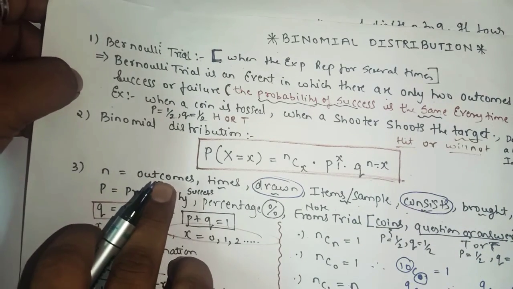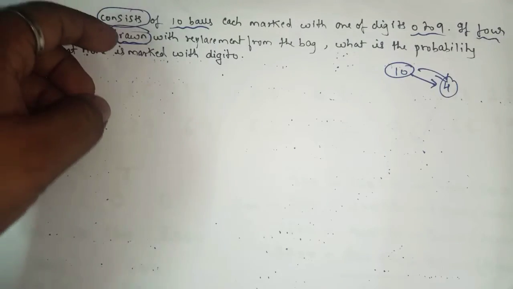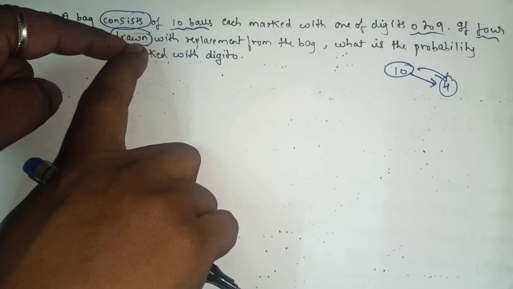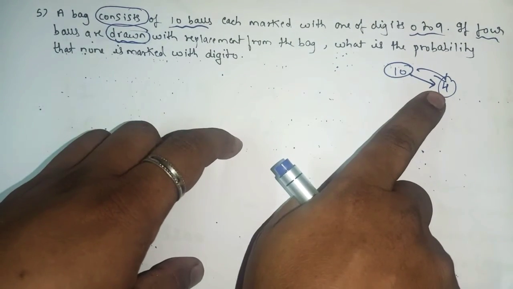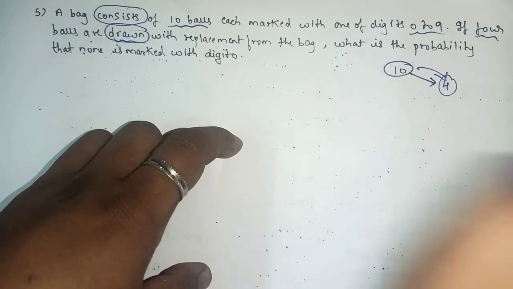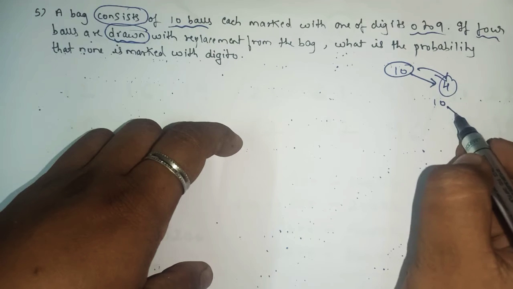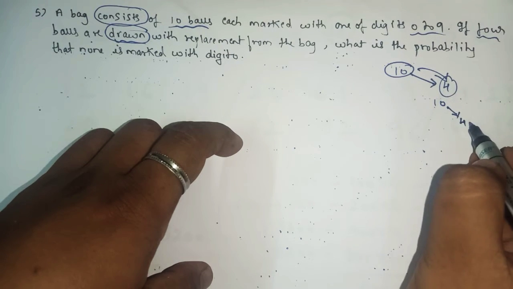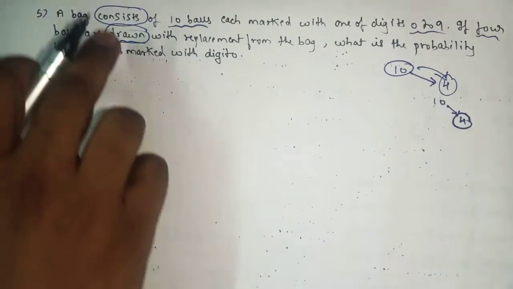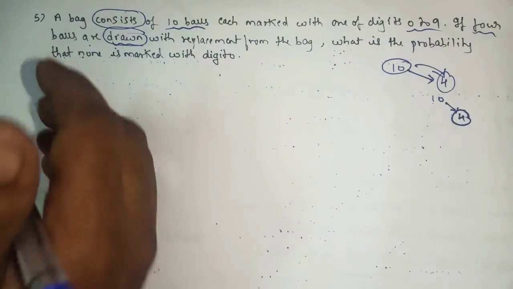as I told, whenever the words outcomes, times, drawn, items, samples, consist come, as here there are two words simultaneously, that is consist and drawn. So remember, the selection part you have to consider as the value of n. Here the total number of balls is 10, and the selection part is 4. So the selection part will be the value of n. Whenever the words consist and drawn come together, the selection part will be the value of n.